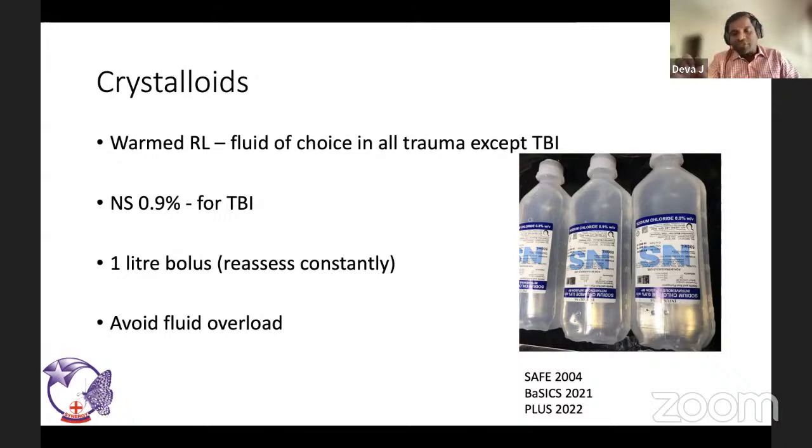If there is a suspicion of head injury, use normal saline, because normal saline contains more sodium compared to Ringer's lactate, and the osmolality is slightly higher. So it is helpful in patients with traumatic brain injury. It's not going to prevent cerebral edema, but at least you're not using a hypotonic fluid and you're not potentiating the cerebral edema.